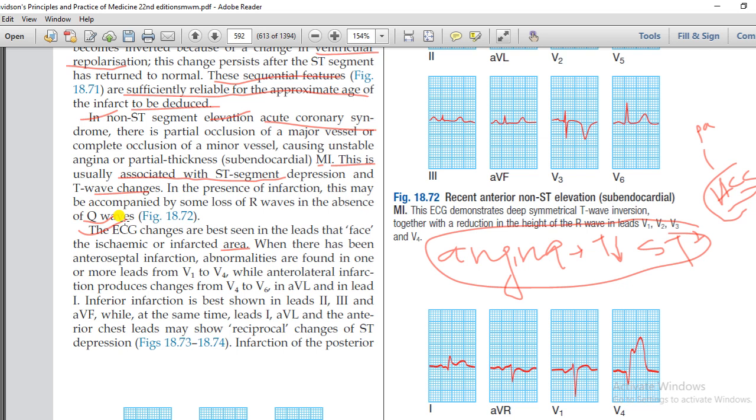When there has been anteroseptal infarction, abnormalities are found in one or more leads from V1 to V4, while anterolateral infarction produces changes from V4 to V6. When there has been anteroseptal infarction, abnormalities are found in one or more leads.